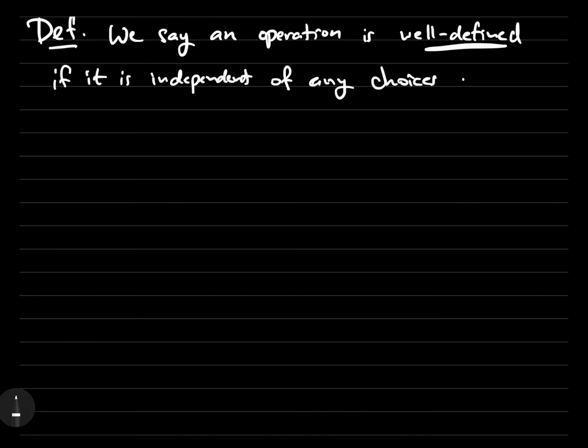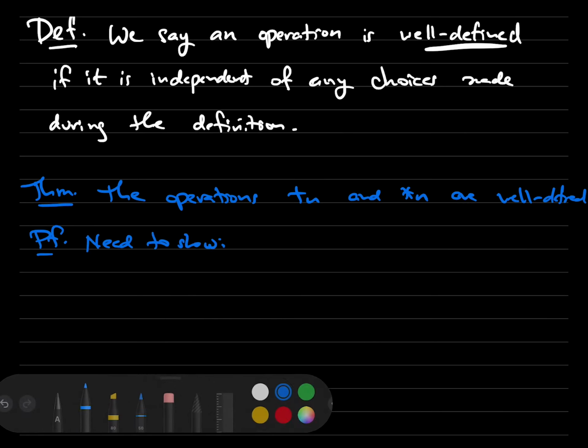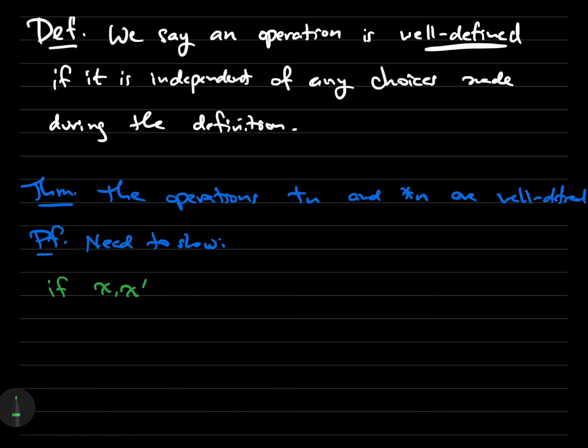Now let's start the proof. What do we really need to show? We need to show that if x and x prime live in the same equivalence class, and y and y prime live in the same equivalence class, then x plus y and x prime plus y prime live in the same equivalence class.